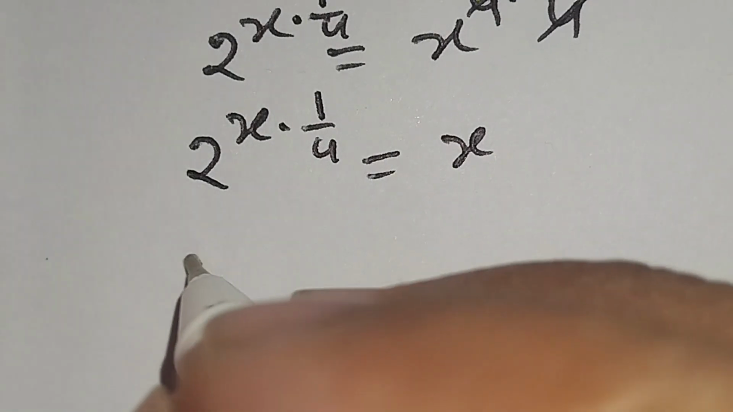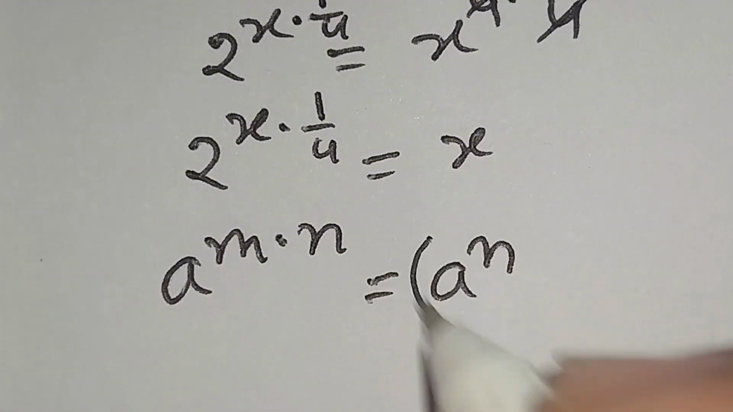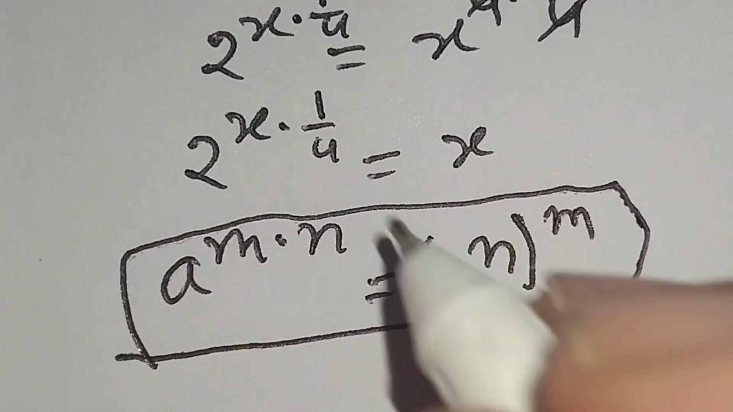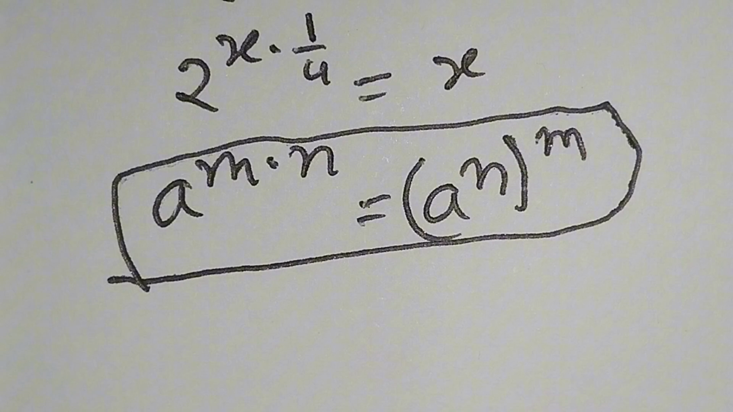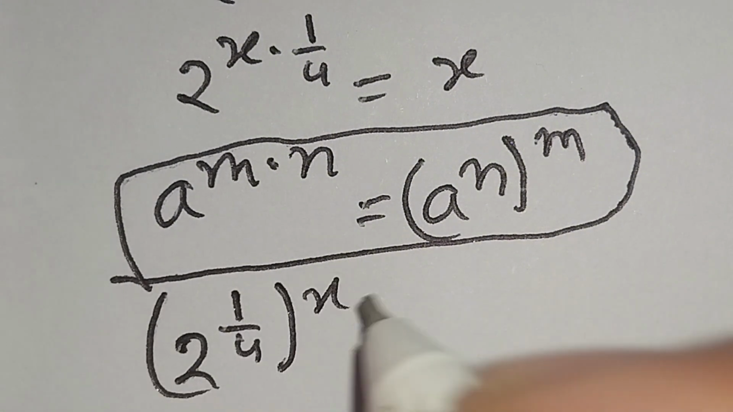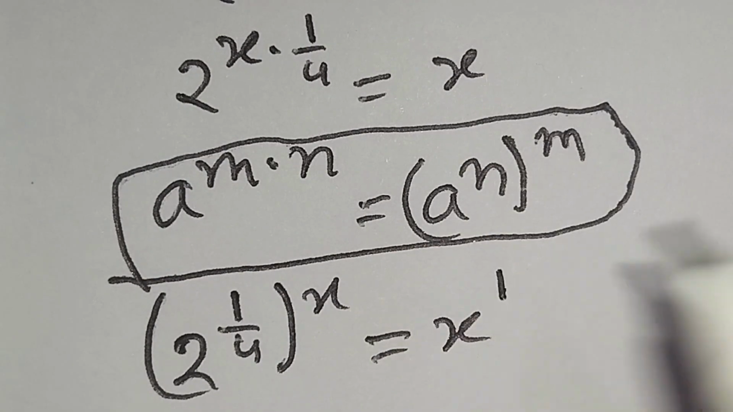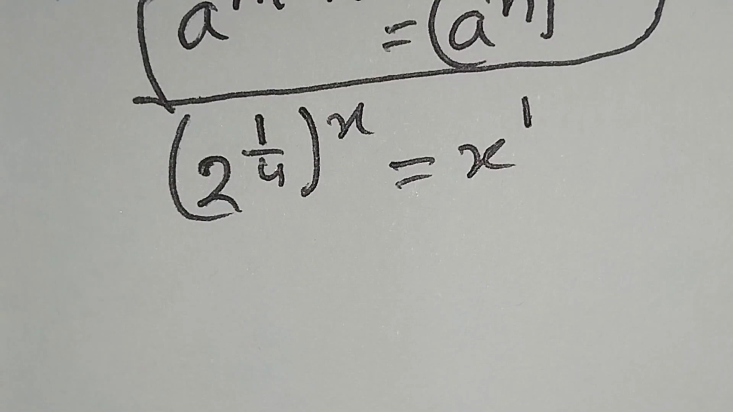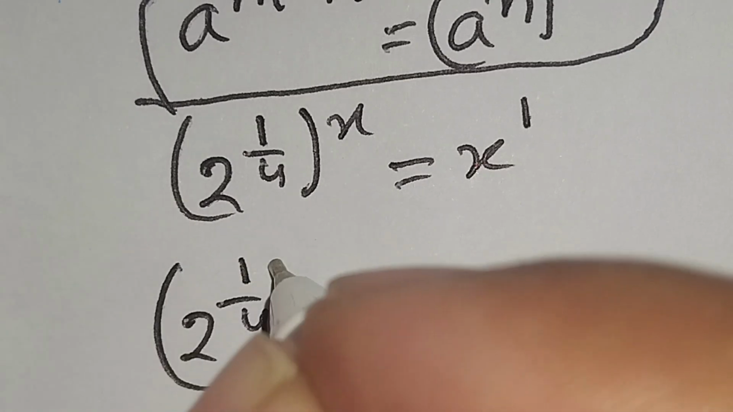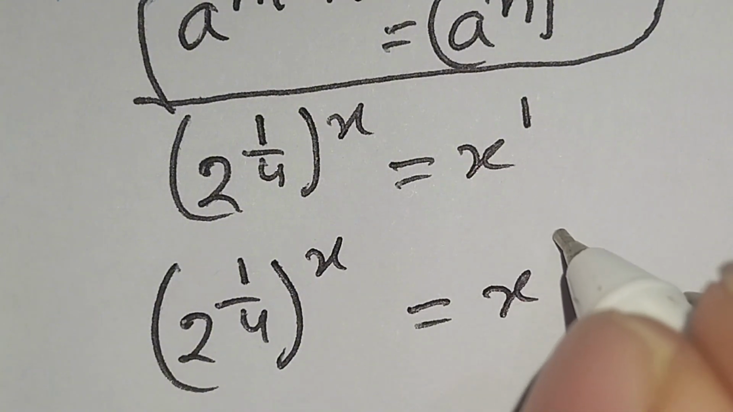We know a to the power m times n is equal to a to the power n, whole power m. According to this identity, we can write 2 to the power x times 1 over 4 as 2 to the power 1 over 4, whole power x, is equal to x. We can write this x as x to the power 1. Here 2 to the power 1 over 4, whole power x, is equal to x to the power 1.